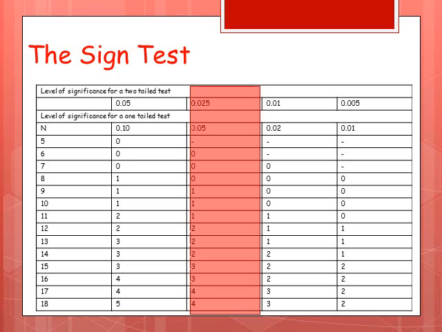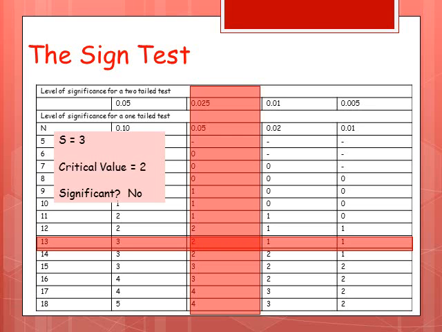Therefore, I highlight that column. I also highlight the number of participants. So remember we said that our number of participants, our n value was 13. So I highlight the 13 row. Therefore, I get a critical value of 2. So for the sign test, our calculated value needs to be equal to or lower than our critical value for it to be significant. So in this case, it wouldn't be significant.